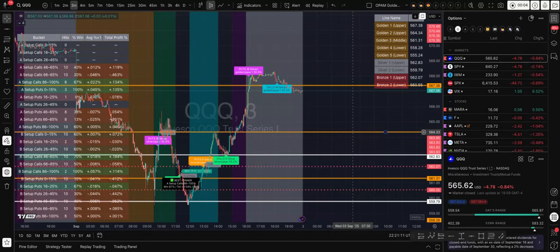In today's breakdown, we are taking a look at one of our most powerful tools, the OPAM Golden, Silver, Bronze console. Let's see how it helps someone to read structure, detect reaction zones, and bring clarity to our charts.